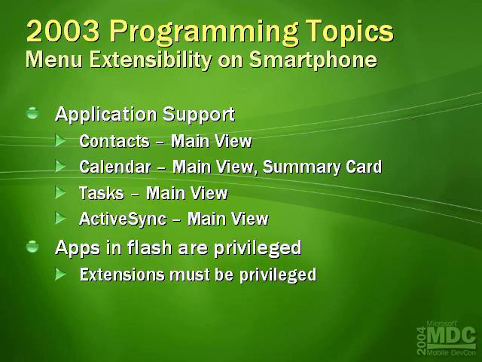The applications that support menu extensions today on smartphone are contacts, calendar, tasks, ActiveSync. They all support menu extensions from the main view. Calendar also supports it from the summary card. We're looking to expand this list as we move forward in the future, of course.